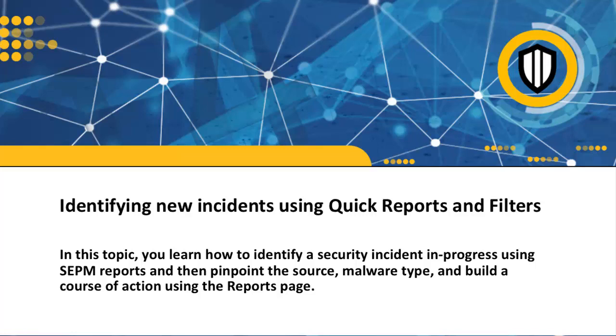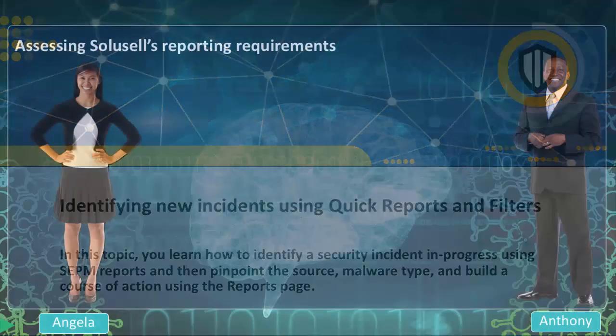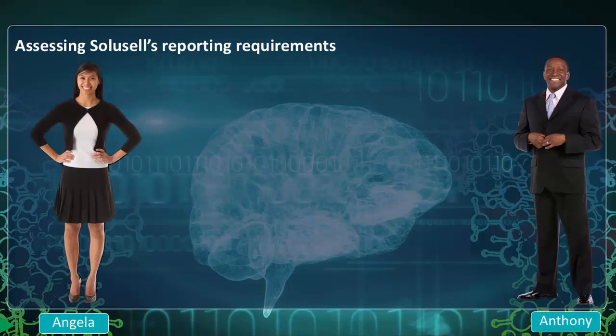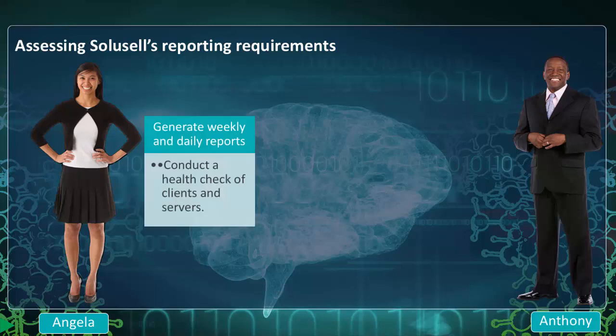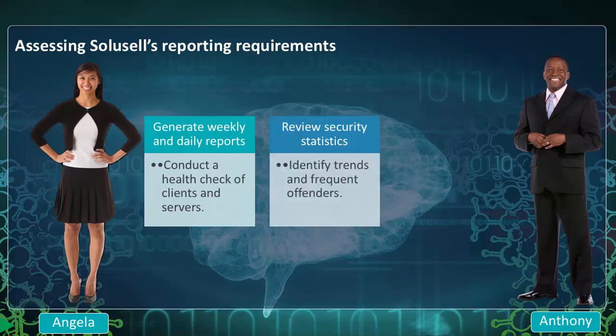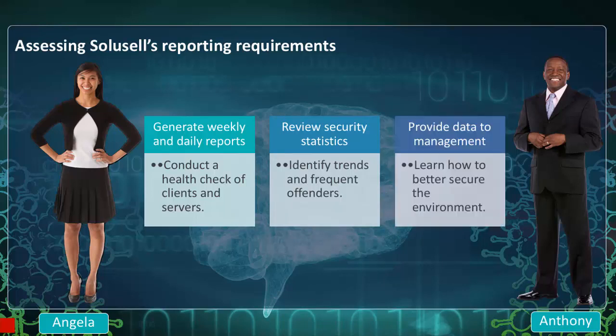This is the Identifying New Incidents Using Quick Reports and Filters topic. Solucell has the following reporting requirements. Angela and Anthony plan to generate weekly and daily status reports to conduct a health check of the clients and servers. Based on what they find in the output, they must identify security statistics and trends to locate frequent offenders. After reviewing the data, Angela and Anthony will work with management to determine ways to improve the security of Solucell's environment.